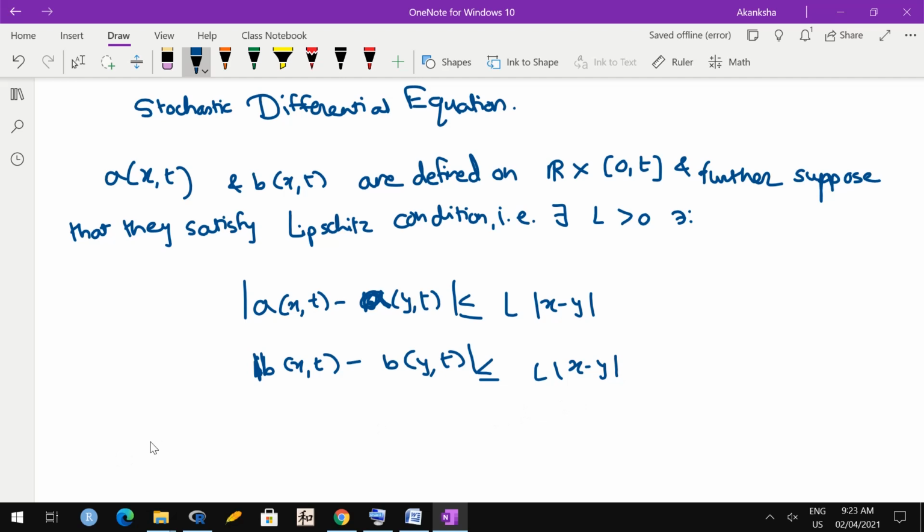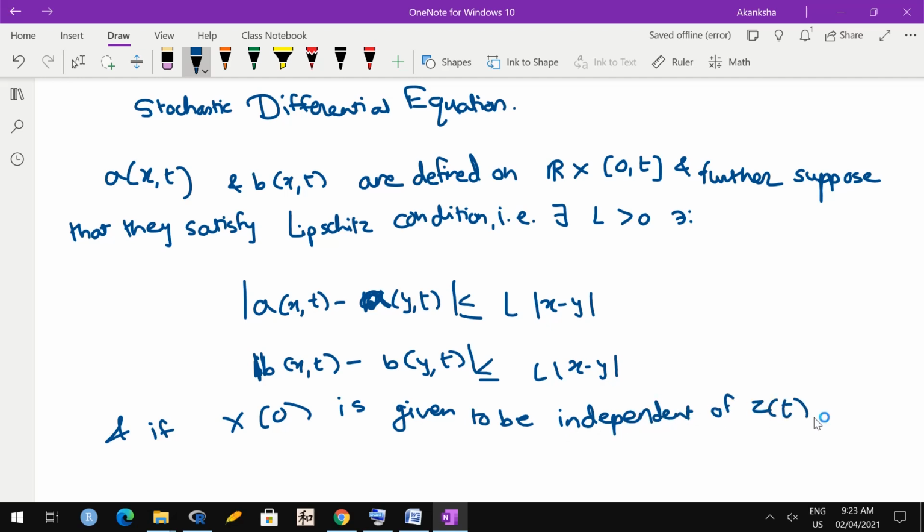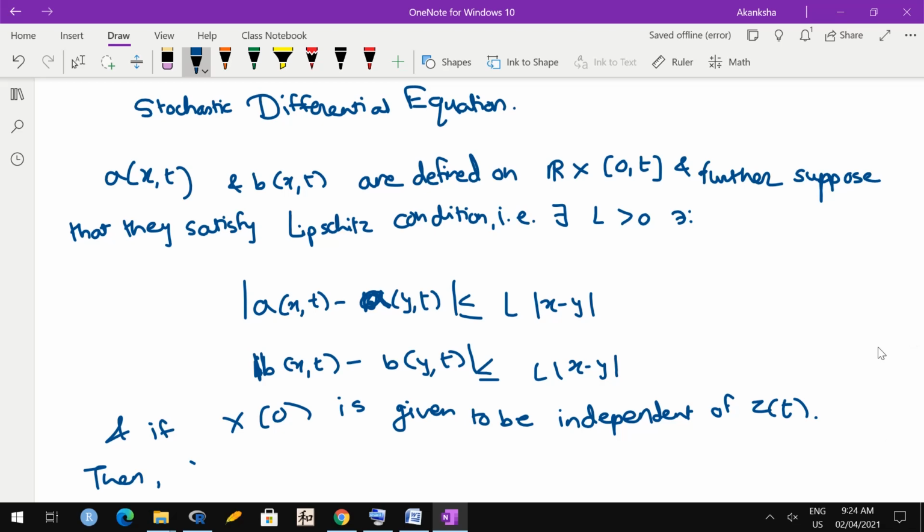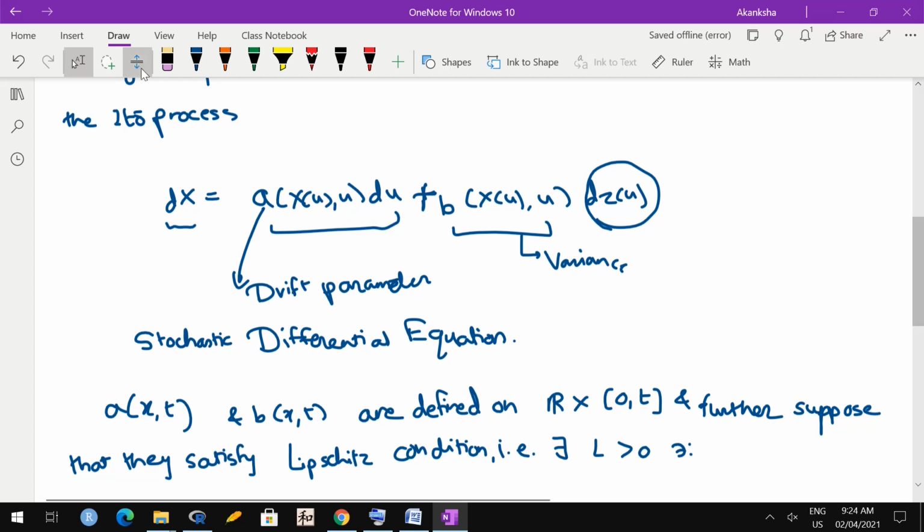And if x0, the initial value, is given to be independent of zt, then if these conditions are satisfied, then this stochastic differential equation that we mentioned above, let me give some number or name to that equation. Okay, so let me say this is equation star.